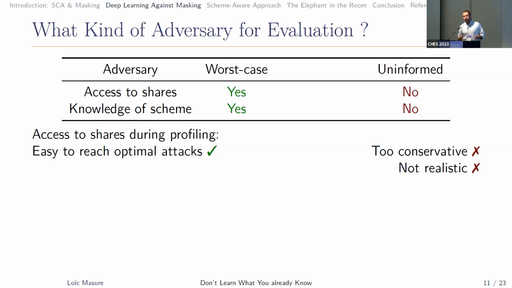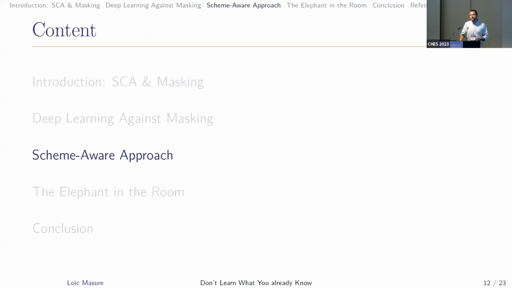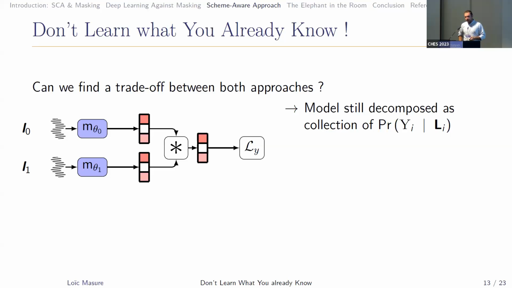An evaluator could wonder, okay, how can we leverage the knowledge of a masking scheme without necessarily having to rely on the knowledge of the random shares? Can we do that? And the answer is yes. This is what we call the scheme-aware approach. The idea is pretty simple. We do not claim anything revolutionary. The idea is to transfer the computation of a convolution product from the attack phase to the profiling phase.